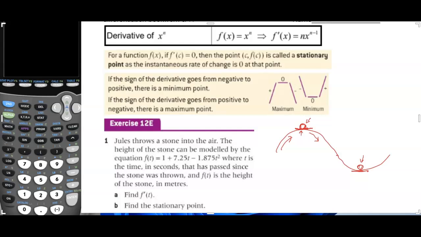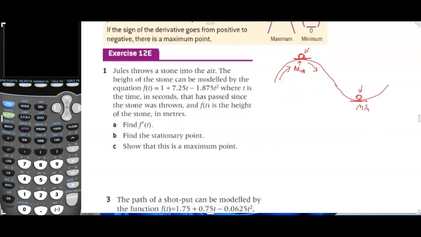So if we find the place where the derivative is zero, then we either have found a maximum or a minimum. One of the two, a local maximum or a local minimum. Remember when we heard that before? Local maximum, local minimum. So local maximum and local minimum points are stationary points. Okay? All right. Now that we know that, let's do problem 1.